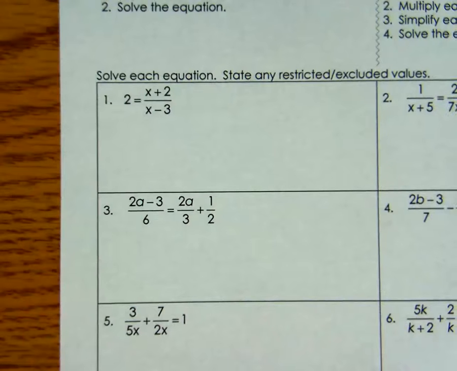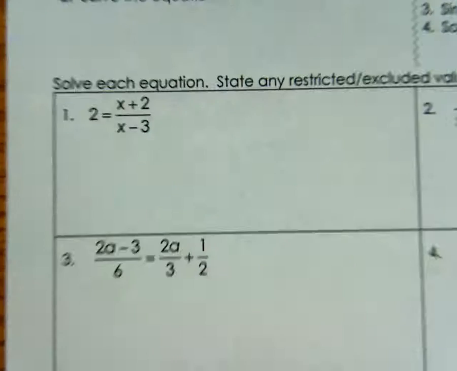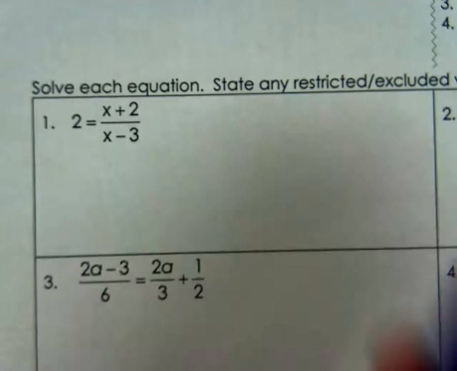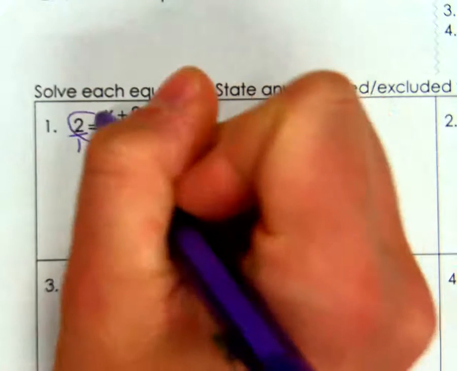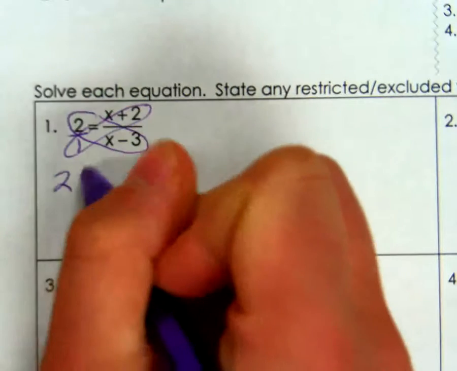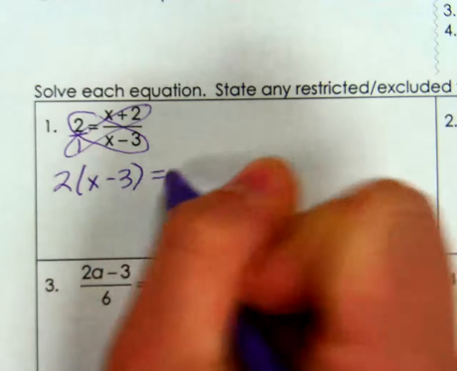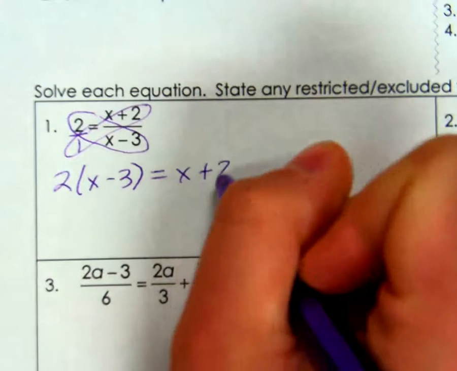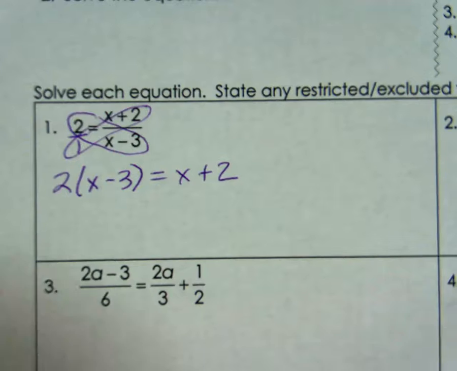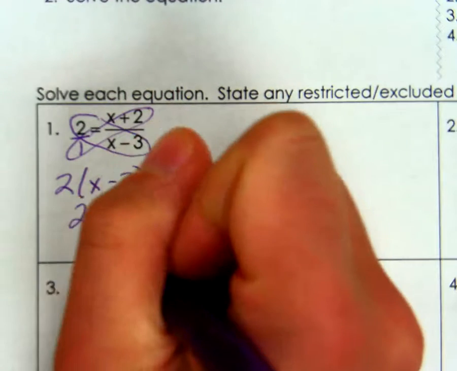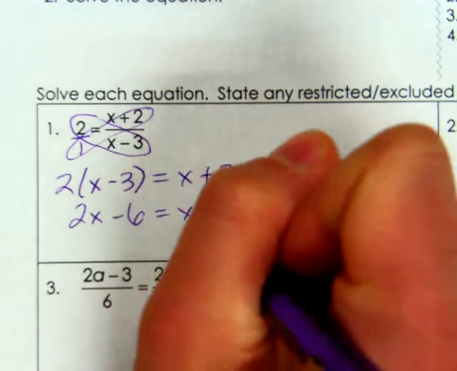All right, so we're going to start with number 1. This one's just a simple proportion. You've got a single term on each side. So you have 2 equals x plus 2 over x minus 3. If you need to, you could always say 2 over 1. And at that point, you just have a basic proportion. You can do your cross products: 2 times x minus 3 equals 1 times x plus 2. Don't need that 1 on the outside because we know the identity property. Then you're going to have to distribute: 2x minus 6 equals x plus 2.